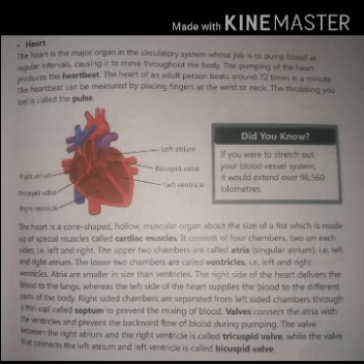My learners, the wall which is present between the right atrium and the right ventricle is called tricuspid wall, and the wall which connects the left atrium and left ventricle with each other is called bicuspid wall. So it was all about the structure and functioning of heart.